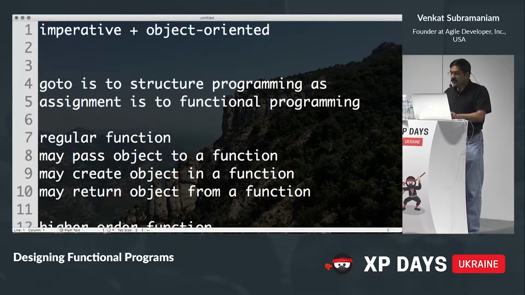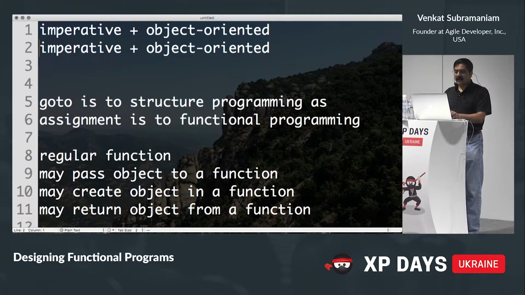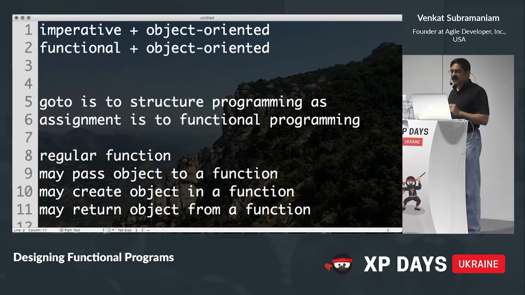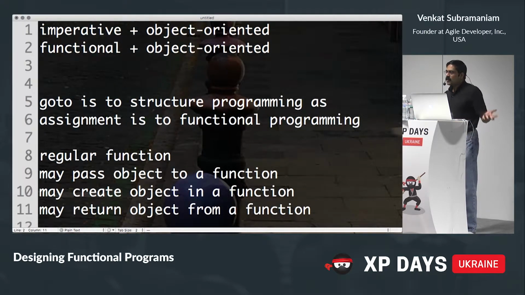And as a result of that, all of a sudden, we can not only do imperative plus object-oriented, but we can do functional plus object-oriented. But if you ask me, my problem is not with object-oriented programming. I actually like object-oriented programming. I don't want to throw the baby out with the bathwater and say, don't do this.